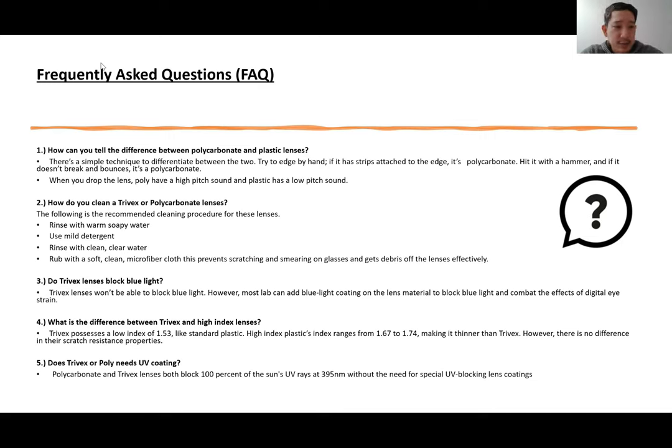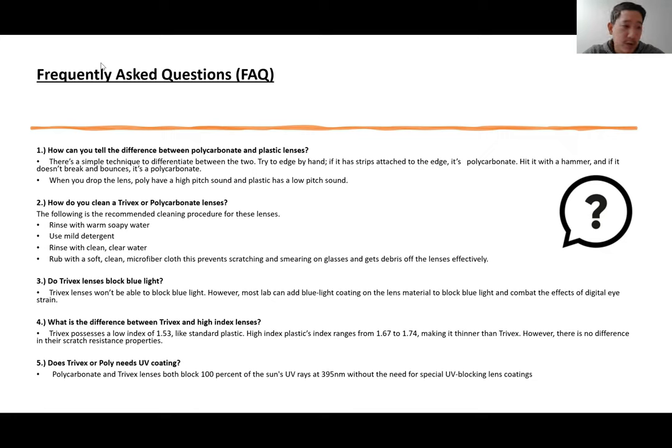So what is the difference between a Trivex and a high index lens, right? Trivex possesses a low index of 1.53, like standard plastic, which is at 1.49 or 1.5. When we talk about high index, we're talking about 1.67 and 1.74, making it thinner than Trivex. However, there's no difference in their scratch-resistant properties. As we mentioned, scratch-resistant coating is highly recommended for all lenses.